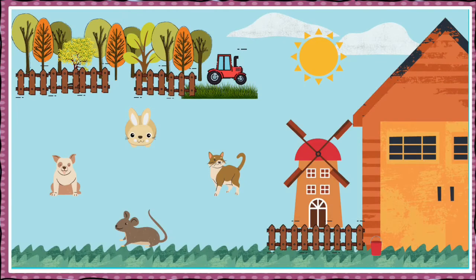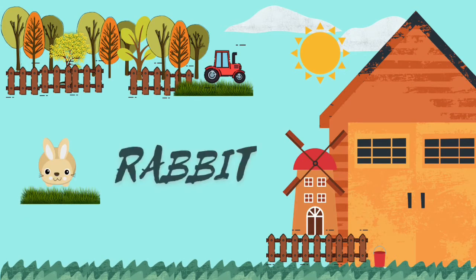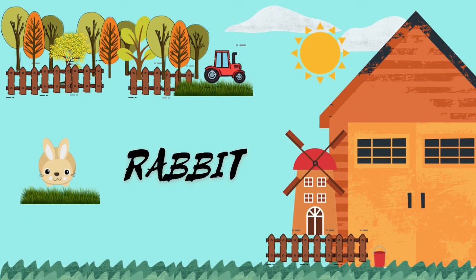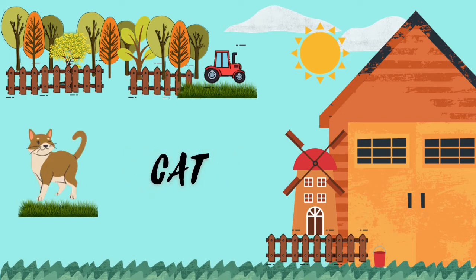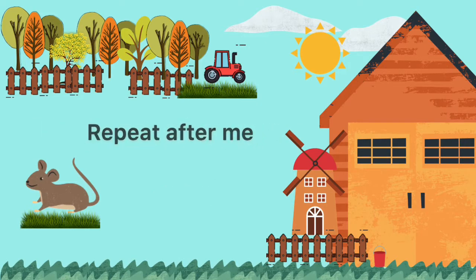Oh, look! Look what we have here. Let's see. What animal is this? This is a dog. Dog. A rabbit. Rabbit. Cat. Cat. Mouse. Mouse. Now, let's repeat.